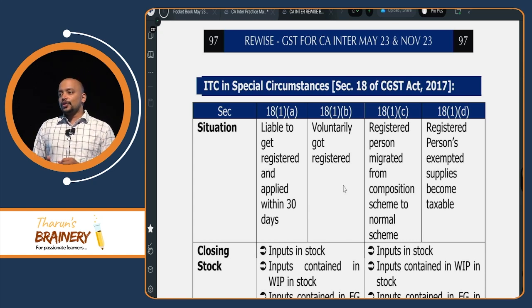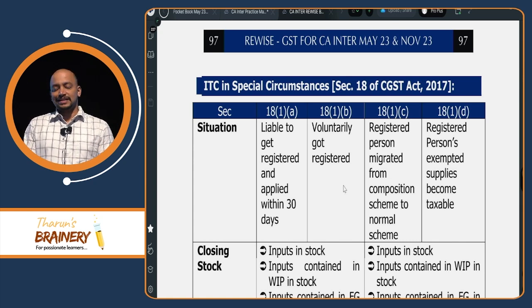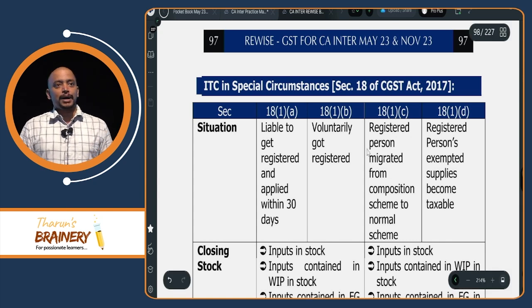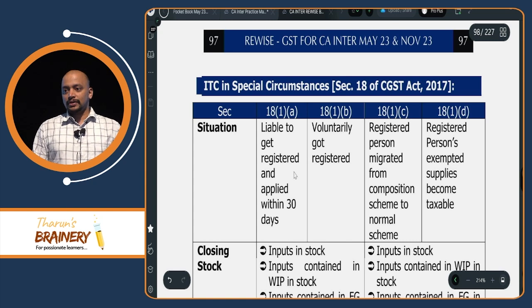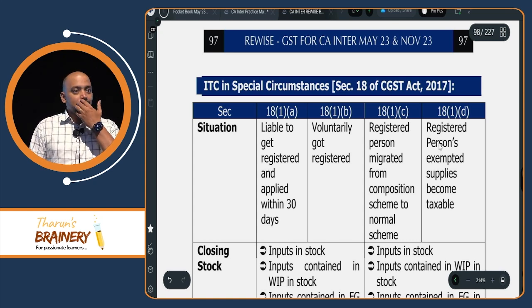Section 18 we are going to discuss, that is input tax credit in special cases. In that, section 18 subsection 1 talks about availment of ITC on closing stock. There are total 4 situations in 18 subsection 1. In these 4 situations, we will take ITC on closing stock. What are those 4 situations?